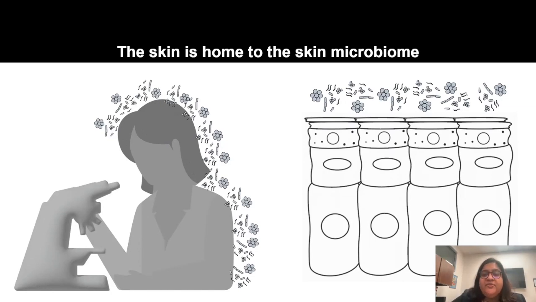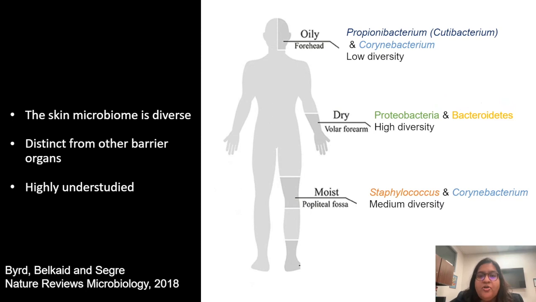And why this is relevant is that the skin microbiome is extremely complex and diverse. So, based on just the biogeography of the skin, we see that oily areas such as the forehead, etc., have low diversity, which is depicted through a lot of species like Cutibacterium and Corynebacterium. Whereas if we move to the more dry parts of the skin, which would be, for example, the forearm, you would see Proteobacteria and Bacteroides.